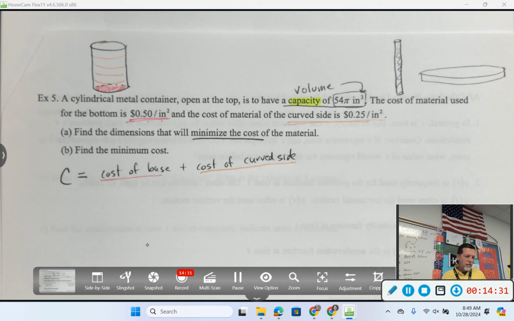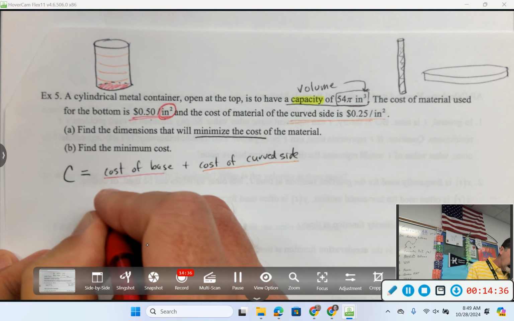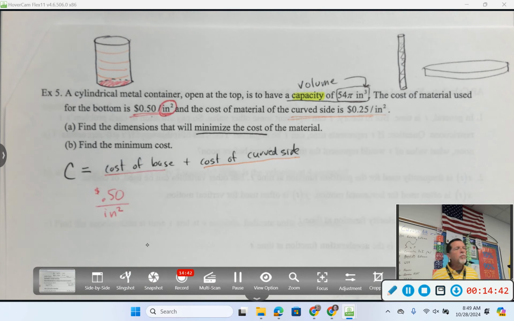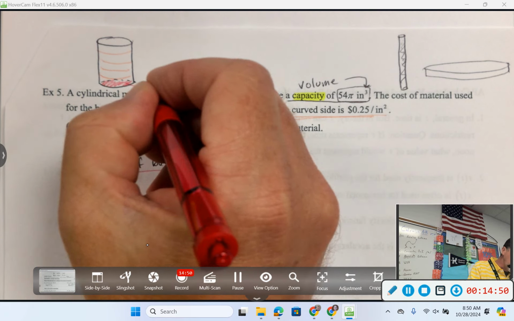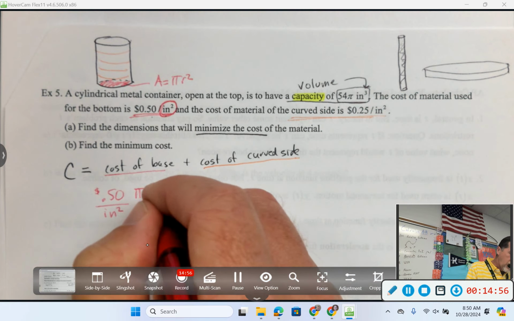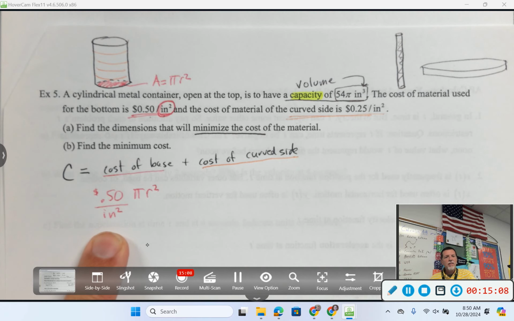Okay, well, the base is 50 cents per square inch. The units are a help here. So if I want cost, I need to be multiplying by square inches. I need to be multiplying by the area of the base. Well, that one's easy. That's just pi r squared. So the cost of the base would be the area of the base times the per area cost of the base. So 50 cents times pi r squared.